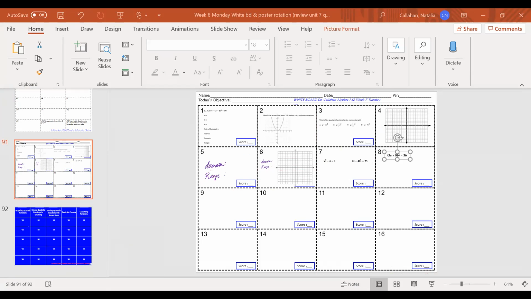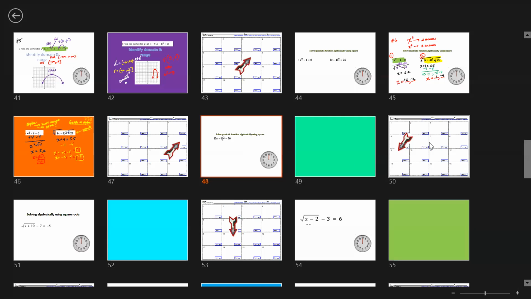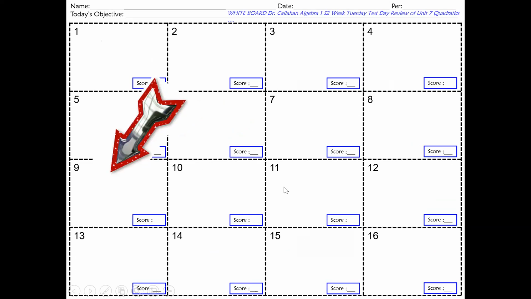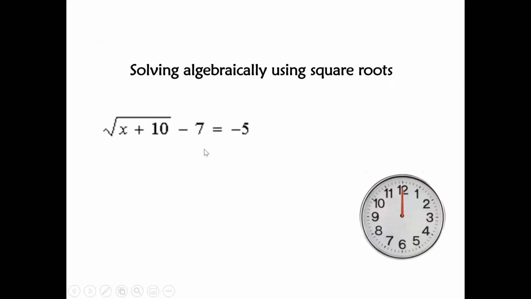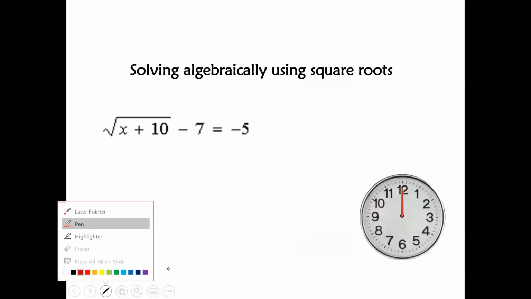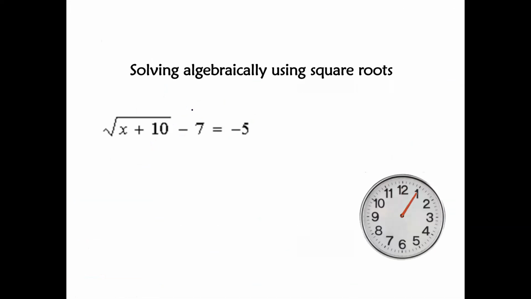All right, let's go on to the next part. So we're now on number 9. Make sure you go to number 9. All right, so let's solve this one. First thing you're going to do, before you get rid of the square root, is get rid of the 7. Add 7 on both sides. Negative 5 plus 7 is a 2.